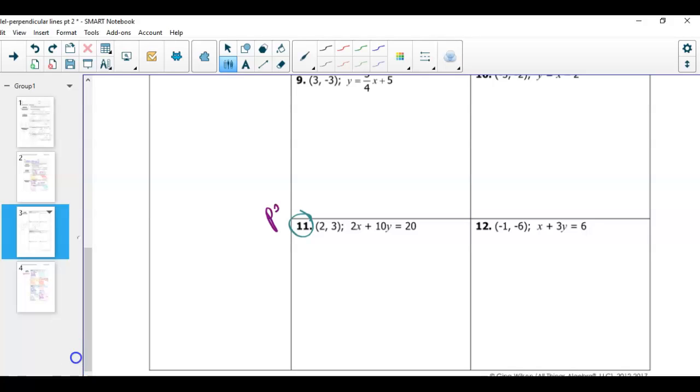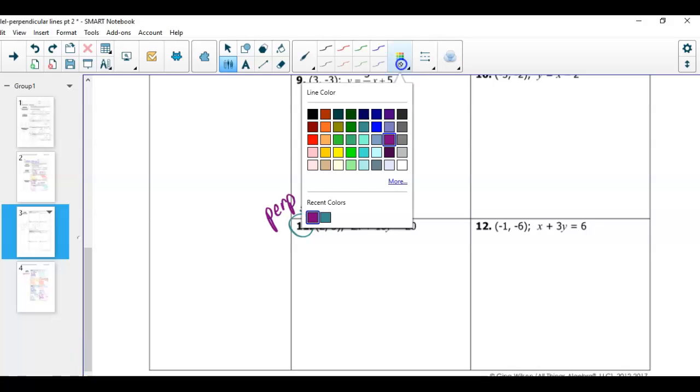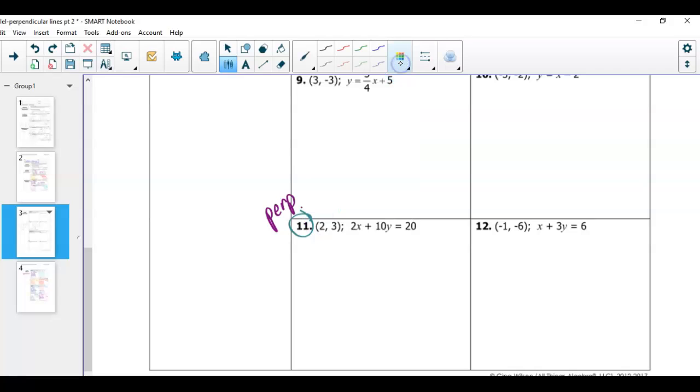For 11, this is perpendicular. And again, I see that this problem is in standard form, so I'm going to fix that first. Divide everything by 10. So y equals, and I have to simplify, -1/5 x plus 2.